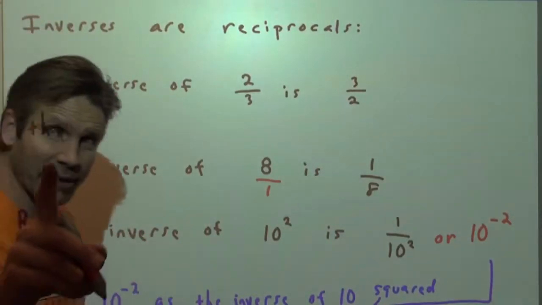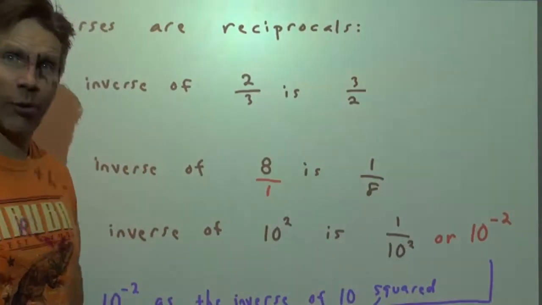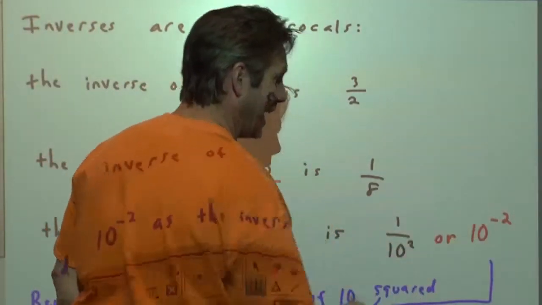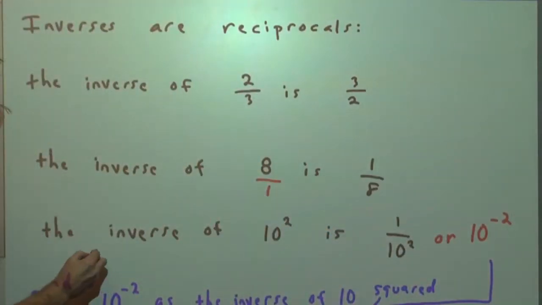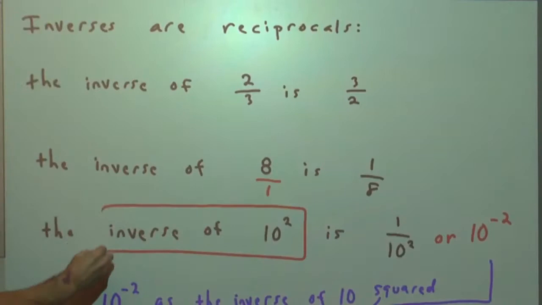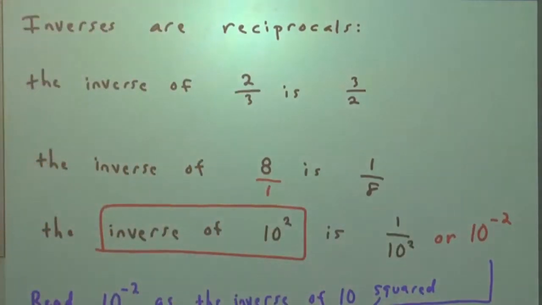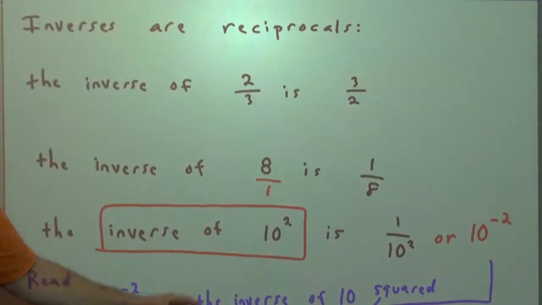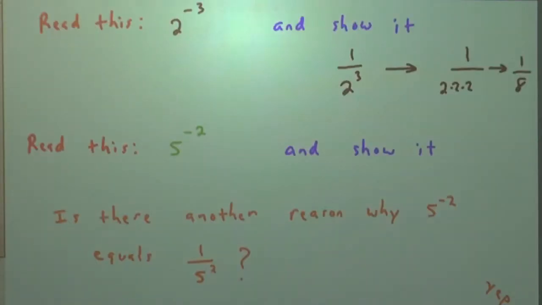The inverse, here's the big thing now. The inverse of 10 squared is 1 over 10 squared. But we write it like this, 10 to the negative 2. But let's not call it 10 to the negative 2. It's really the inverse of 10 squared. So when we see a negative exponent, I'd really like it if we could say, hey, you know what? This thing should be read as the inverse of 10 squared. And we know it just means flip it, put 10 squared in the bottom of the fraction.